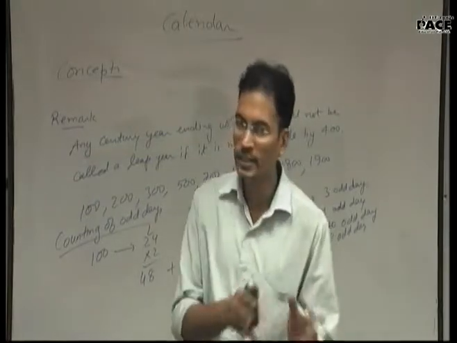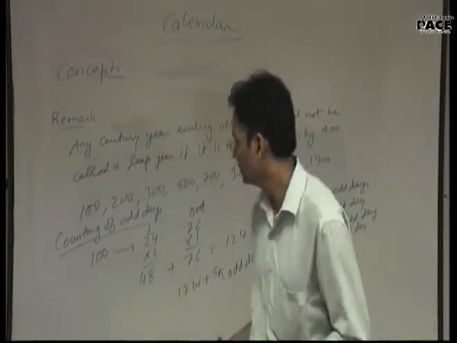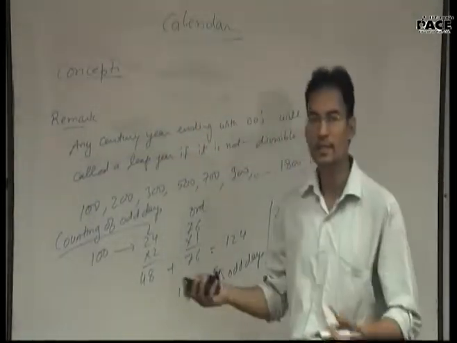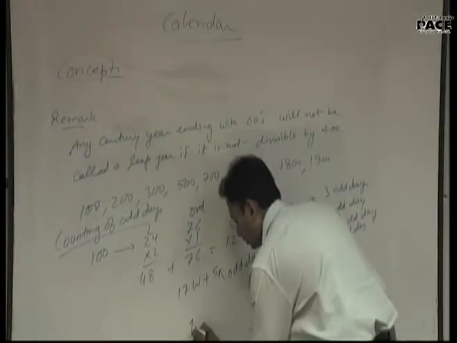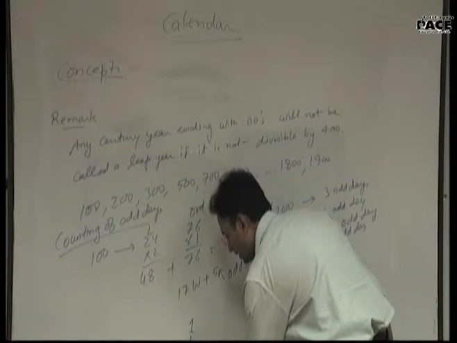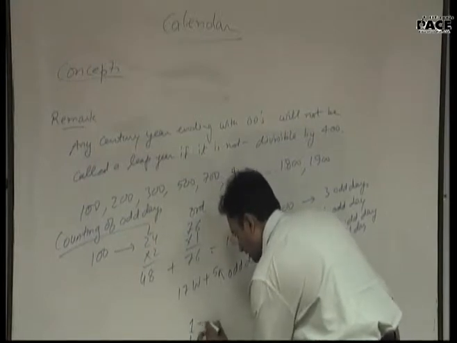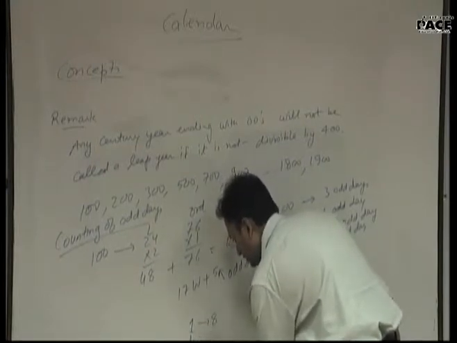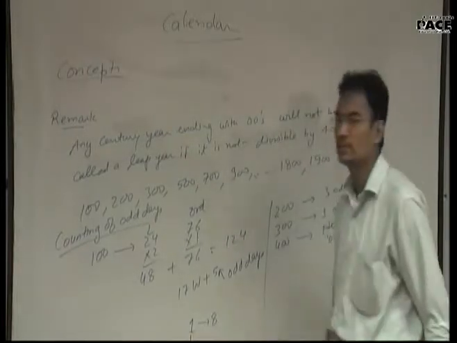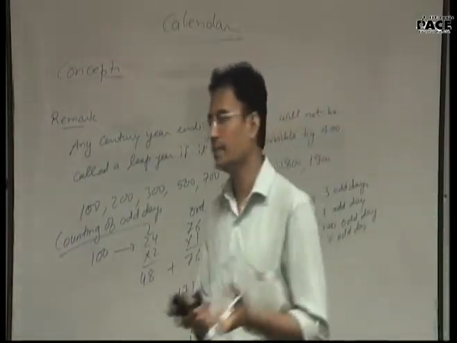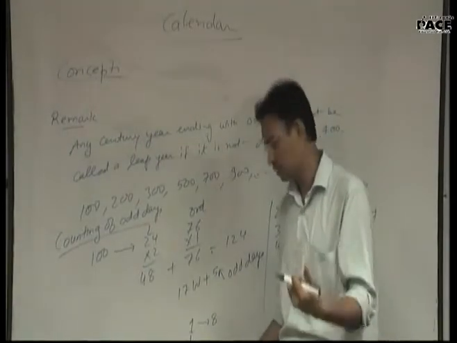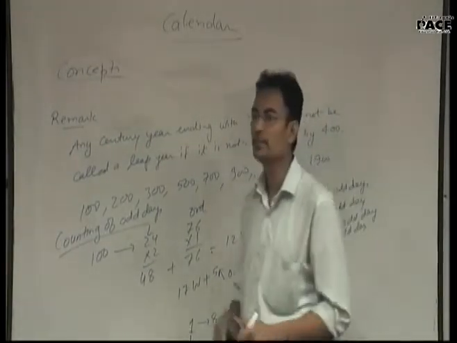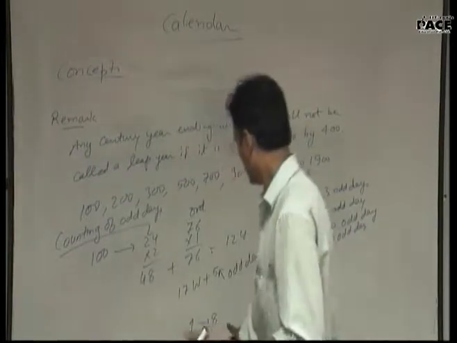So after every 400 years, the same day repeats. Odd day 0 means, suppose the first day of a month is Sunday, then after 7 days, the 8th will also be Sunday because the difference is 7. So the number of odd days is 0, and the same day repeats.